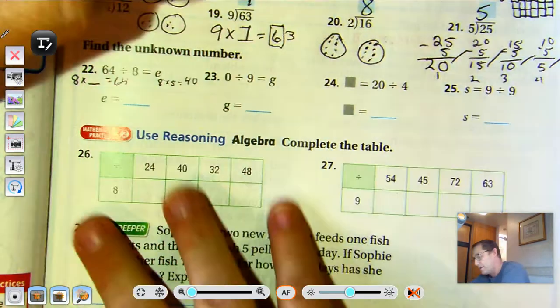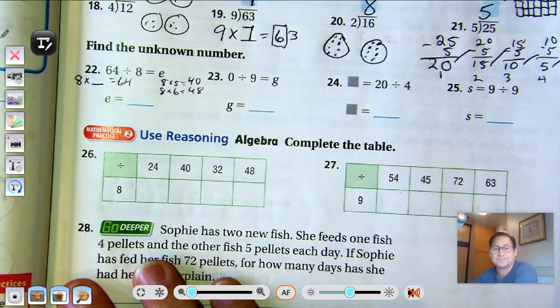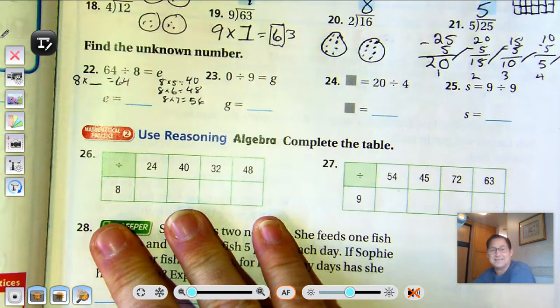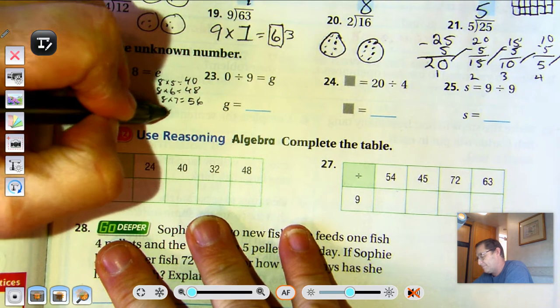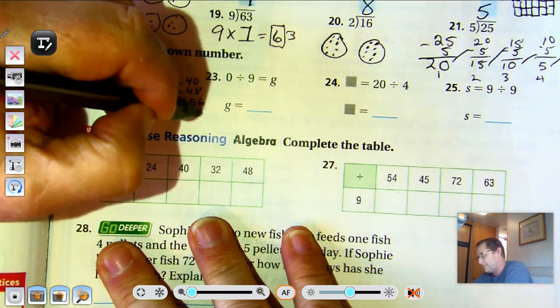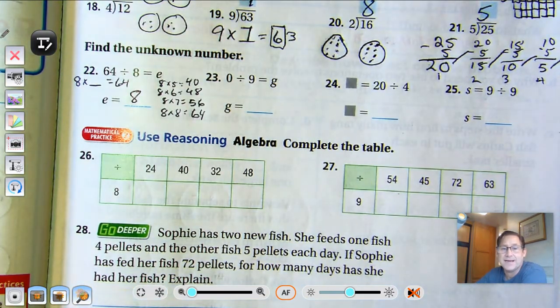I told you 8, but okay, 8 times 6, 48. 8 times 7, 56. So all I'm doing is adding 8 to each previous product, and 56 plus 8 is 64. So 8. 64 divided by 8 is 8.